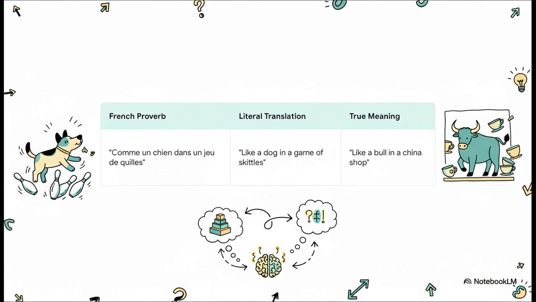Okay, look at this. It's a perfect example. In French, you have this proverb, comme un chien dans un jeu de quilles. Literally, like a dog in a game of Skittles. I mean, you can picture it, but what does it mean? Well, the real meaning, the one people actually understand, is like a bull in a china shop. So how in the world does a translator get from a dog playing with bowling pins to a bull wrecking a store? That's the puzzle we're going to solve today.